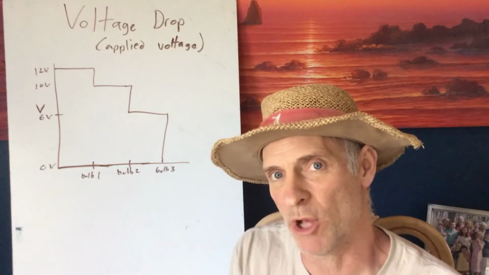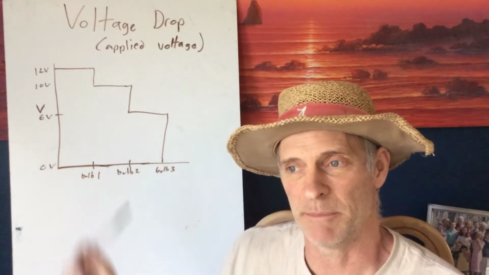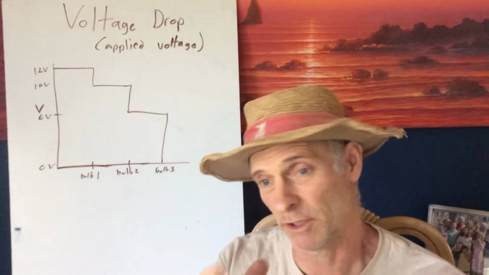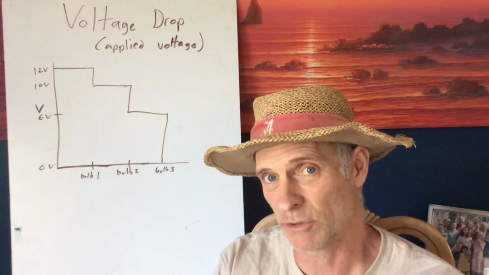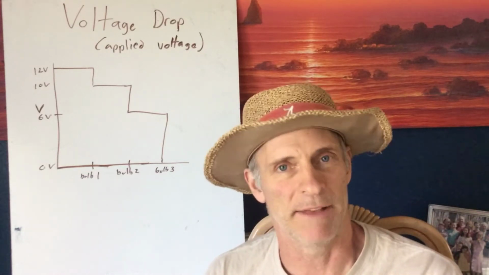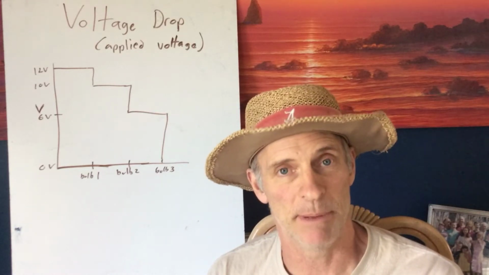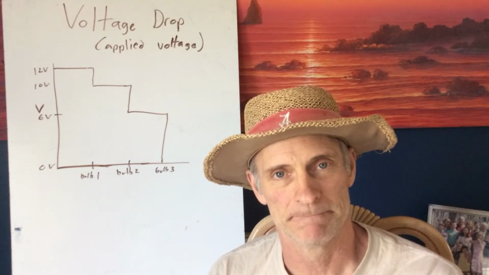Once we get past bulb 2, I only have 6 volts left, and that's going to drop me down to 0. So at the front of bulb 3, I have 6 volts of electric potential. At the back of bulb 3, I have 0 potential. And that's the same as the back of the battery.